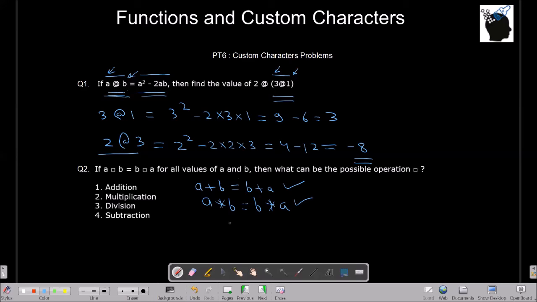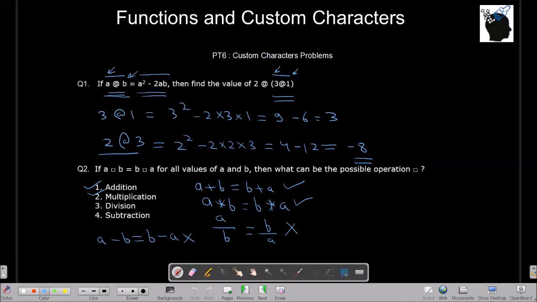The third one is division. That means a divided by b is equal to b divided by a. Definitely that doesn't have to be true for all values of a and b, so that is false. And the last one is subtraction. That means a minus b is equal to b minus a. Again, that doesn't have to be true for all values of a and b. So our answer is 1 and 2 are correct.